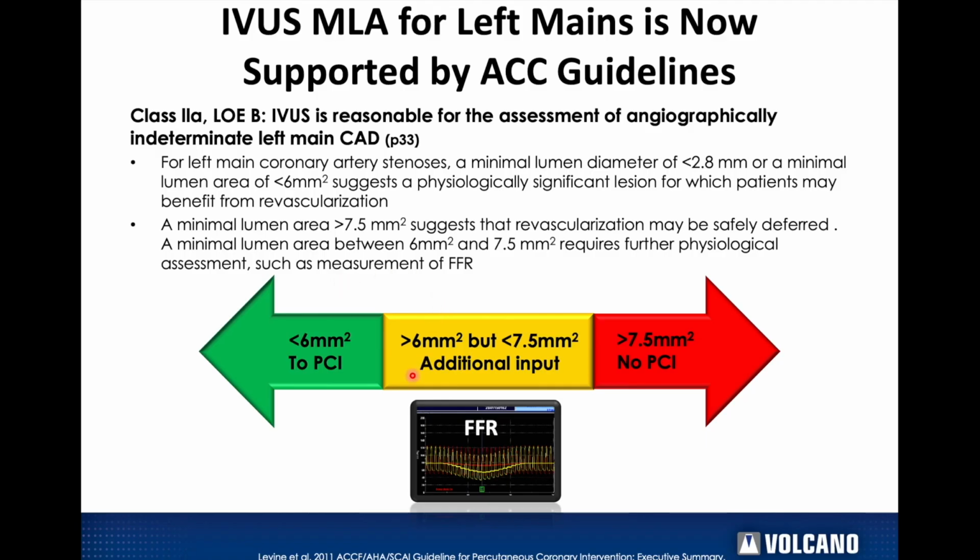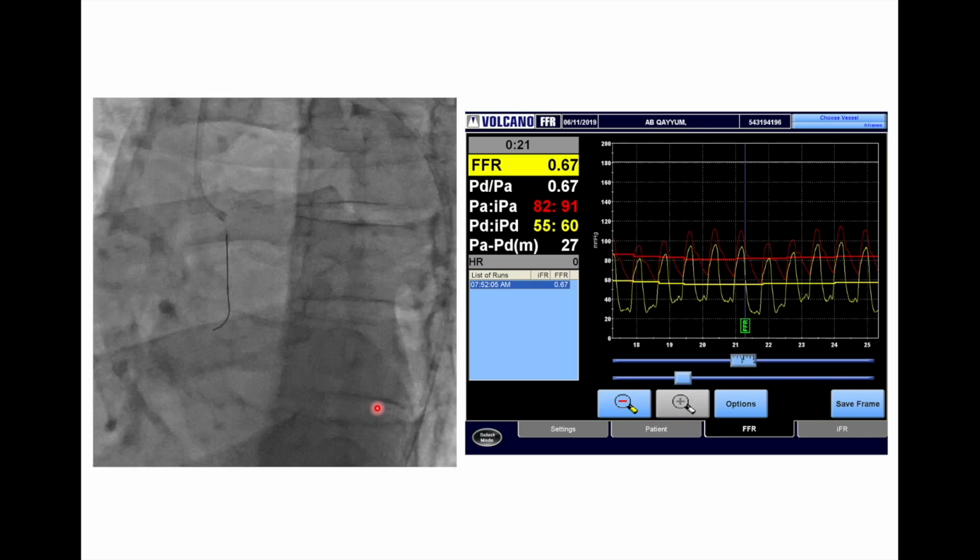So we do know that with less than 6 millimeter square you can go for revascularization. More than 7.5, it says here, is no revascularization, and between 6 to 7.5 additional input is required, which could be an FFR. The cutoff that we use now is less than 6 and more than 6. So by and large, this goes towards revascularization if it's less than 6 millimeter square. But we went on to do an FFR. We wanted to be very sure.